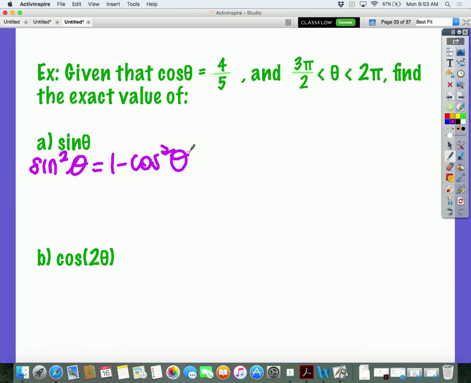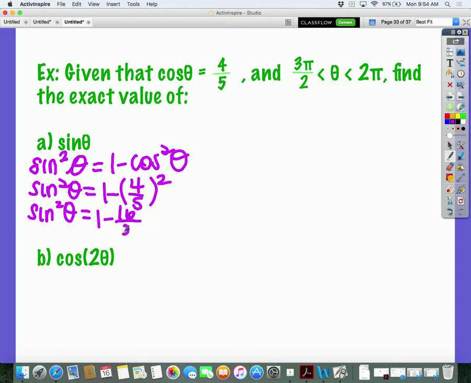These are for the notes. Okay. This is the manipulated Pythagorean identity. We know cosine is 4/5, so we're going to plug it in and square it. So then that becomes 1 minus 16 over 25. What is 1 minus 16 over 25? 9 over 25.